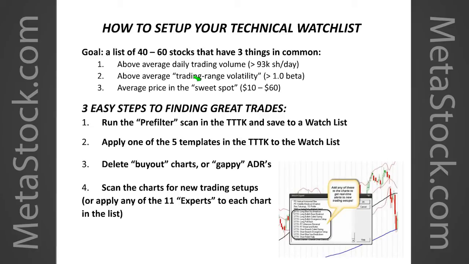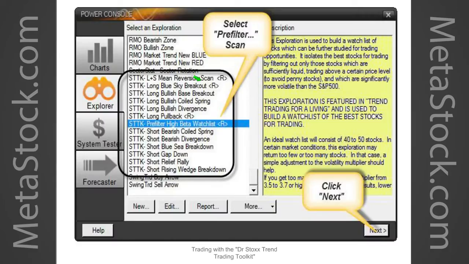You can also apply any one of the 11 expert advisories that come with a trend trading toolkit to each of those charts. And once you have that on the chart, you'll get real-time alerts anytime one of the technical setups is registered on the chart. In those expert advisories, you're also going to get commentary that will tell you the exact entry price, where to set your stop loss, the best target exit, and that sort of thing. So a lot of good help there.